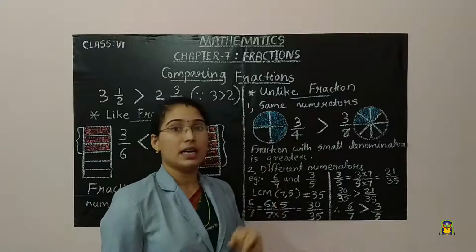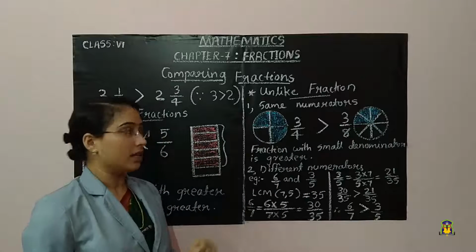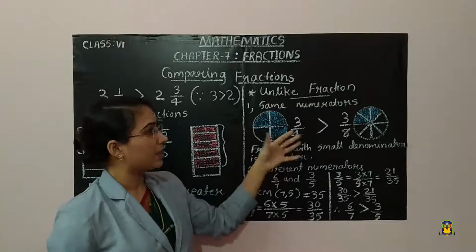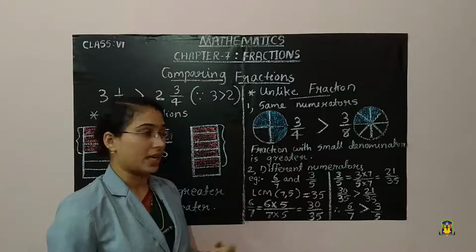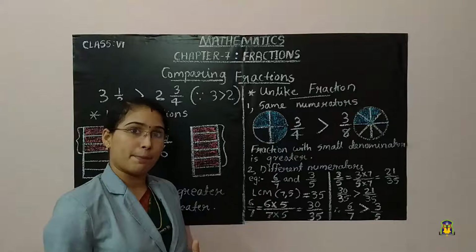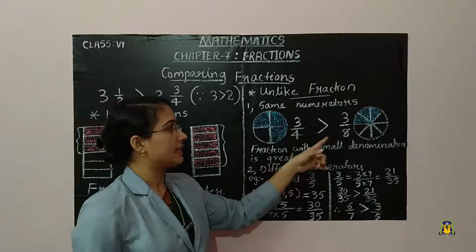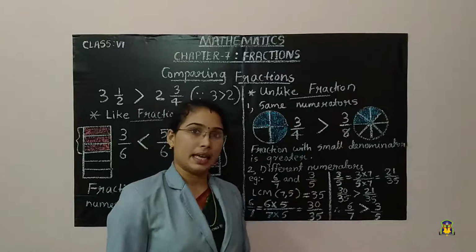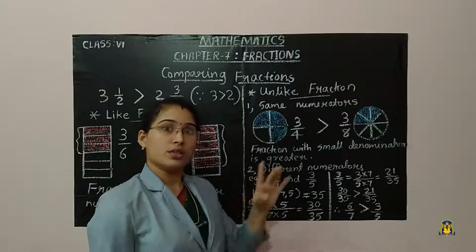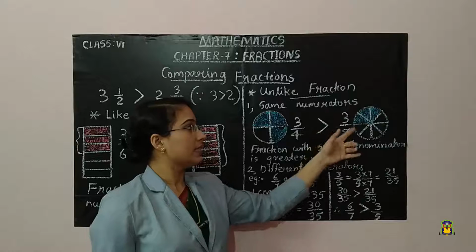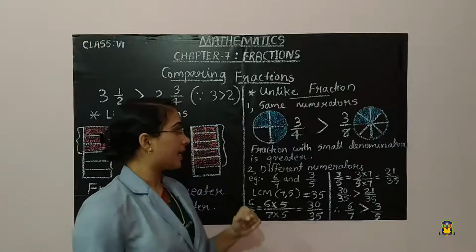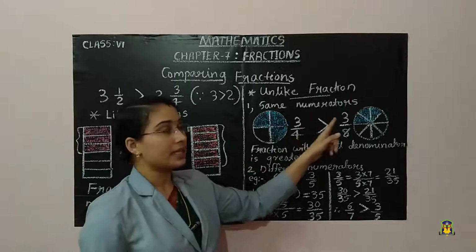So which one is the greater fraction? You can see this figure. In this figure you can identify which one is the bigger fraction. This figure is the bigger. 3 by 4 is greater than 3 by 8. Here there are only a total of 4 parts, so all the parts are greater than these. So we can say in this case the numerators are the same.